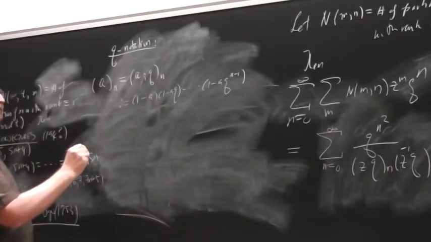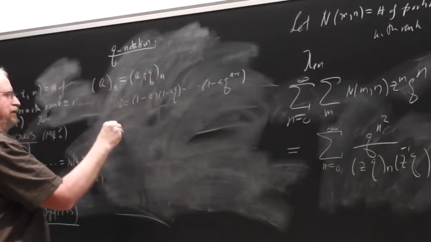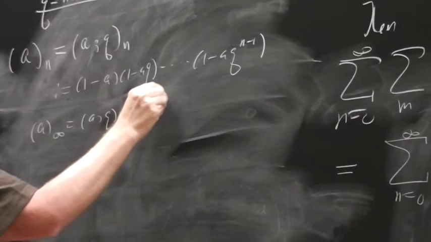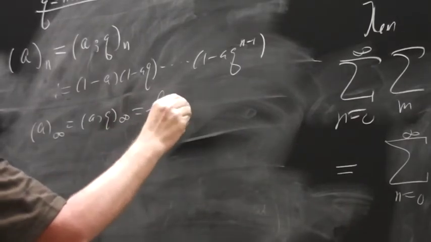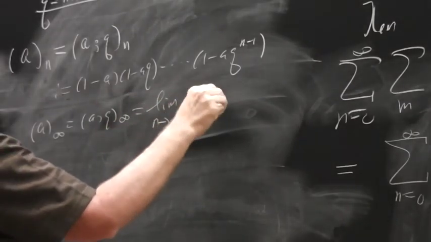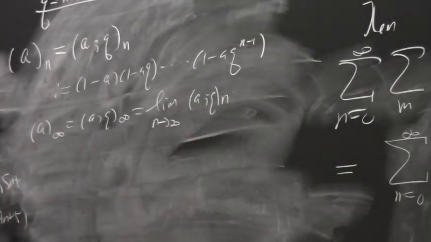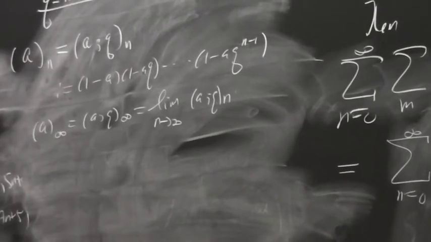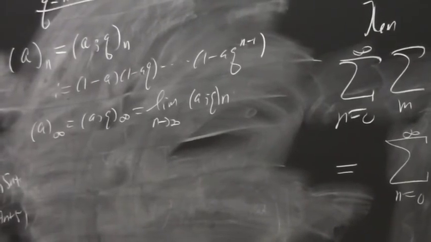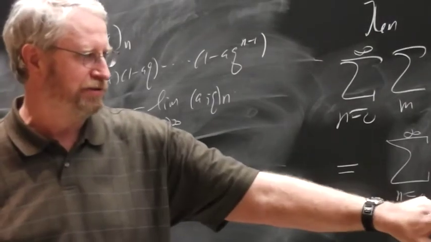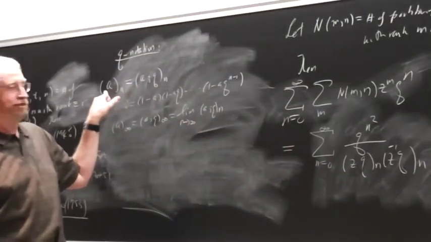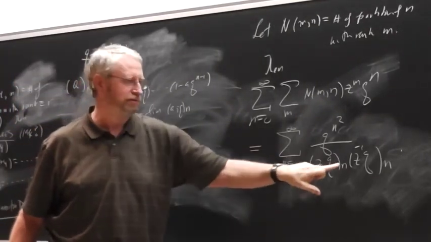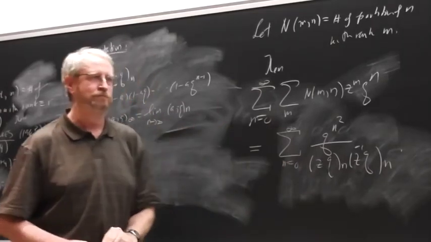We also let n go to infinity, and (a;q) sub infinity is just a limit as n goes to infinity, in whatever sense. In the sense of all parts, yes. In any sense, it makes sense. All right, so I think that's the key. So that's what these two things down here mean. They're just examples of this. So this is a product of n terms here and here.